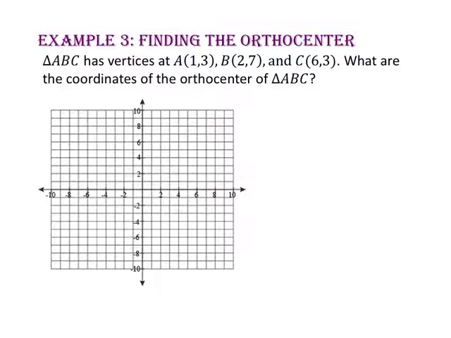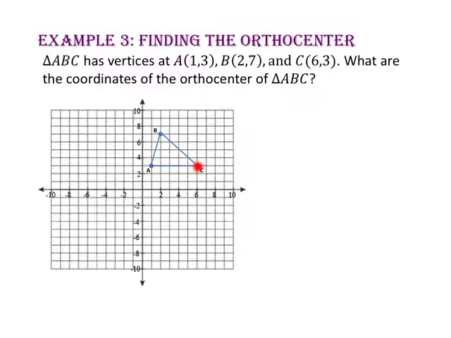Triangle ABC has vertices at A (1, 3), B (2, 7), and C (6, 3). What are the coordinates of the orthocenter of triangle ABC? Let's start by plotting points A, B, and C. Now that we have triangle ABC, let's find the altitudes of our triangle. We need at least 2 in order to find the orthocenter.